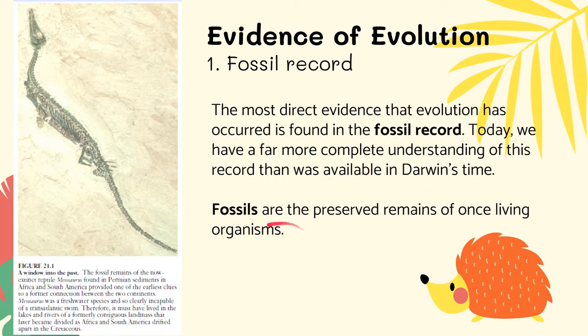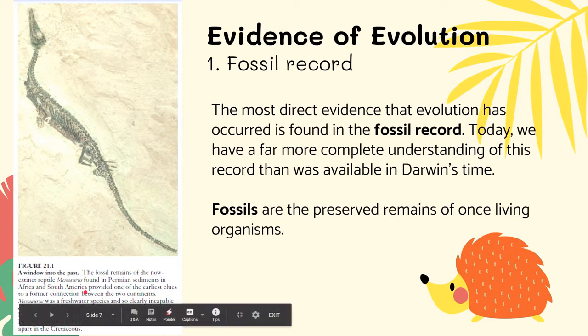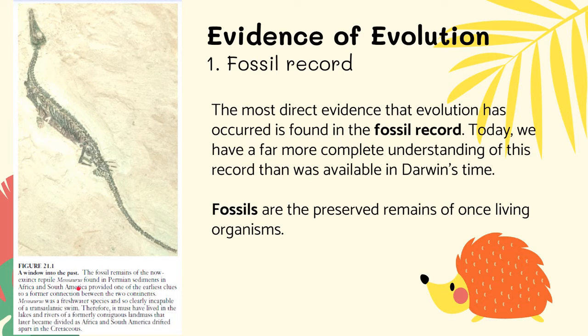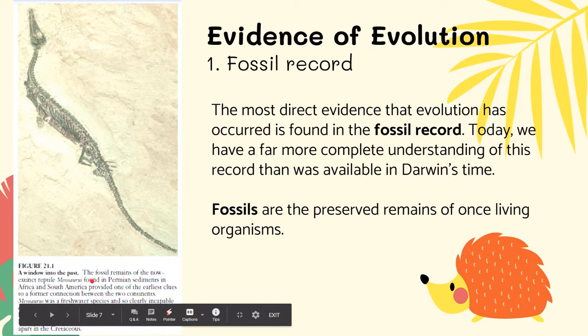As we all know, fossils are the preserved remains of a once living organism. Here in this image we see the fossil remains of Mesosaurus found in the Permian sediments in Africa and South America. If you still remember our lesson about plate tectonics, the fossil record is also one of the supporting evidence of that theory of plate tectonics, of continental drift, because they found the same fossil from Africa and South America, which are nowadays separated by the Atlantic Ocean.